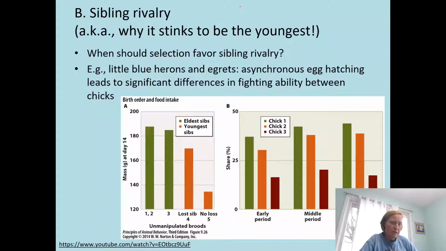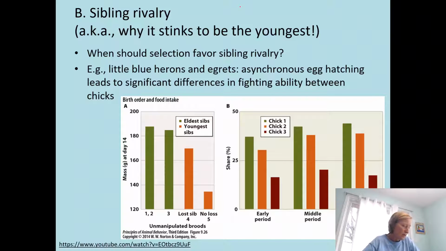Selection should favor sibling rivalry when resources are limited. If there's an abundance of resources and everybody's going to survive anyway, then why not cooperate with your sibling who shares a lot of genes with you? But if it's like you or me, buddy, I'm going to favor myself. Selection should favor individuals who fight to survive, if you will.